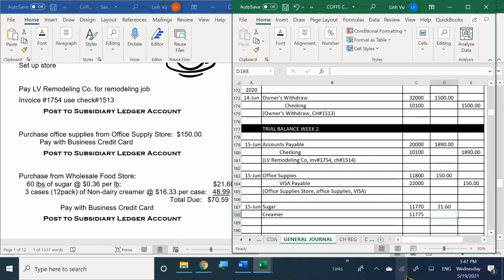And that amount was for 48.99. And then we would run it up. Do Visa payable. Good. Do we have to put Visa payable or just Visa? Whatever your chart of accounts says the account is.